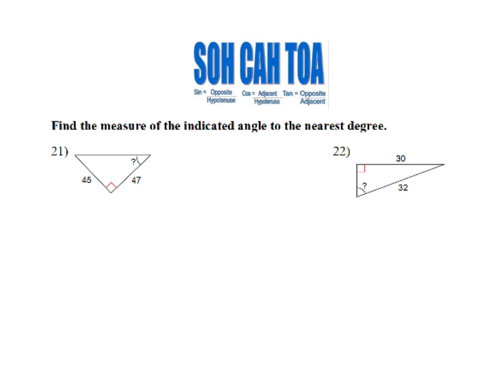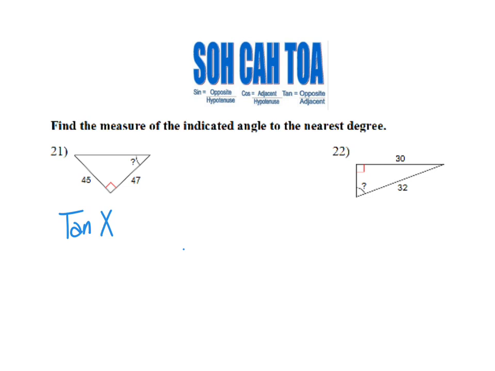Okay, so now we're going to do something that's a little bit different. We're going to look for the angle this time. So if you have to look for the angle, that's when you use the second button on your calculator. So right here, first you got to decide if you're going to do sine, cosine, or tangent. So it looks like I've got opposite and adjacent. Opposite and adjacent, that's tangent.